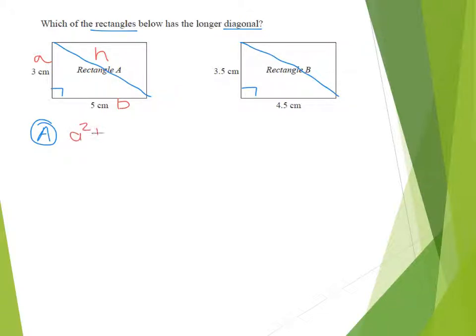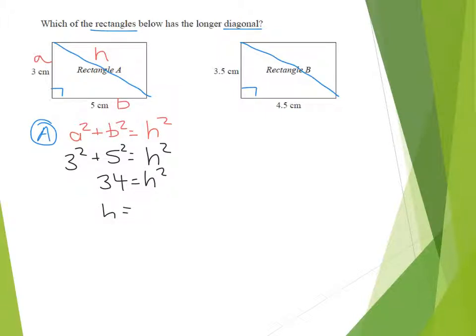So a squared plus b squared equals h squared, that's Pythagoras' theorem. So 3 squared plus 5 squared equals h squared. 3 squared is 9, 5 squared is 25, so altogether we've got 34 equals h squared, and so h is the square root of 34, which comes out to be 5.8 centimetres.